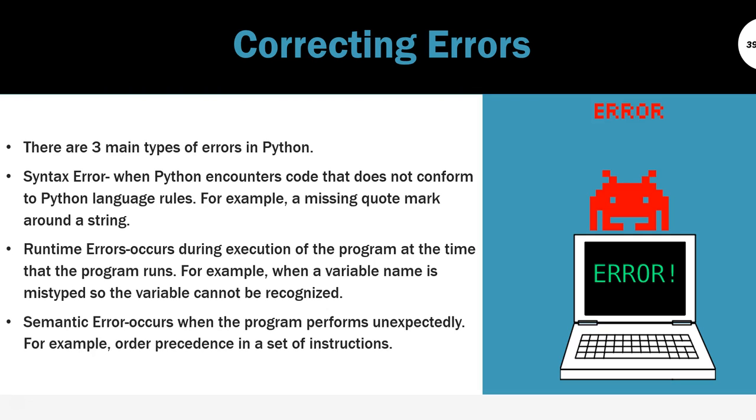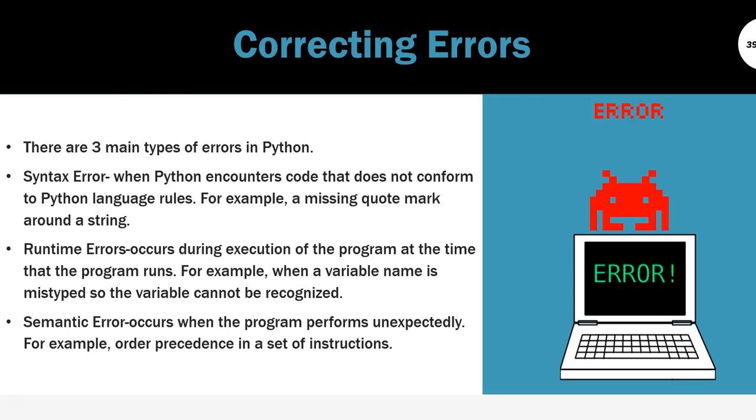A runtime error occurs during execution of the program, at the time that the program runs. For example, when a variable name is mistyped so the variable cannot be recognized. Remember when we were doing the variable problems? I was telling you, if you use the name of a variable, like for example savings with a lowercase s, and then you try to run it with an uppercase S, then Python will throw a runtime error.